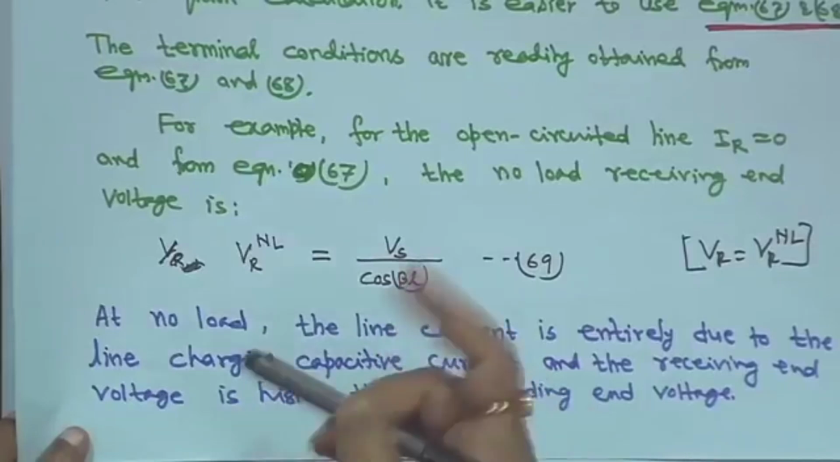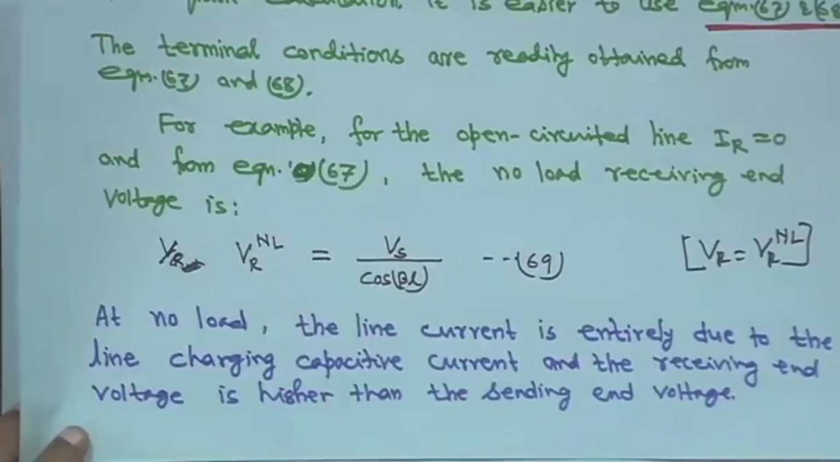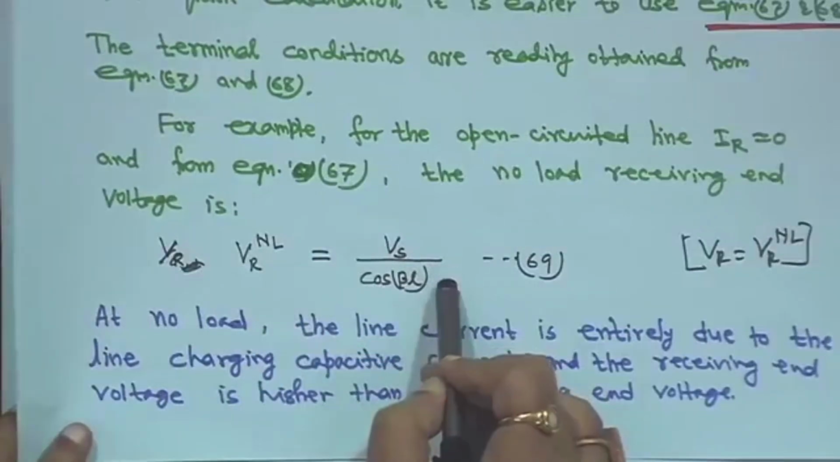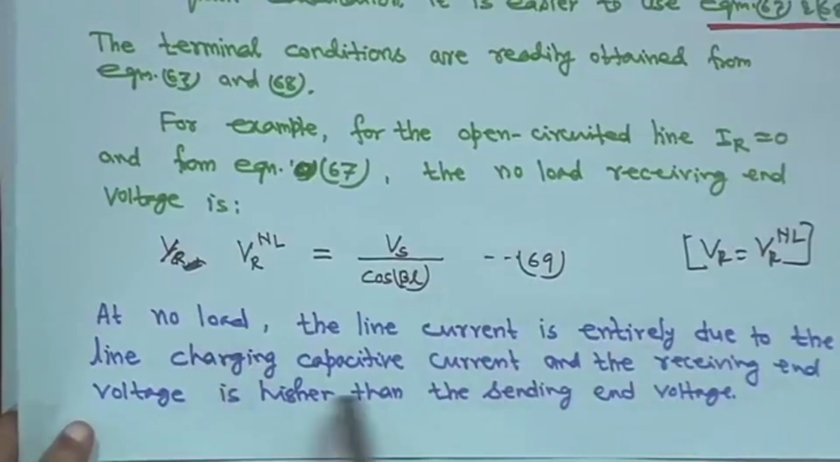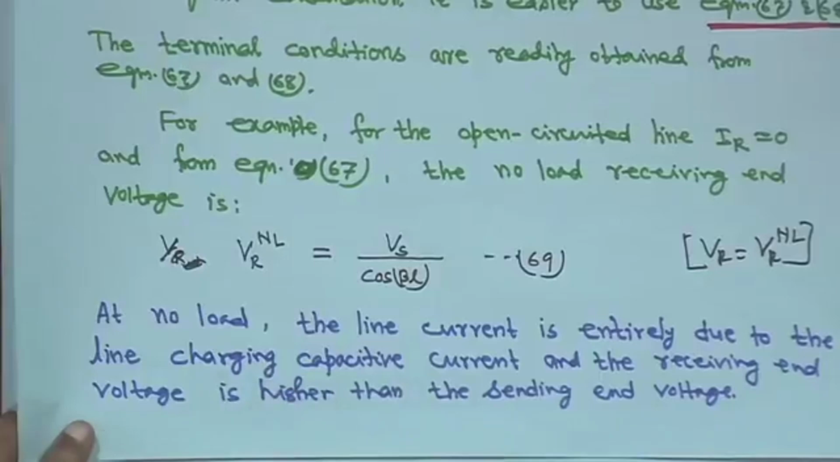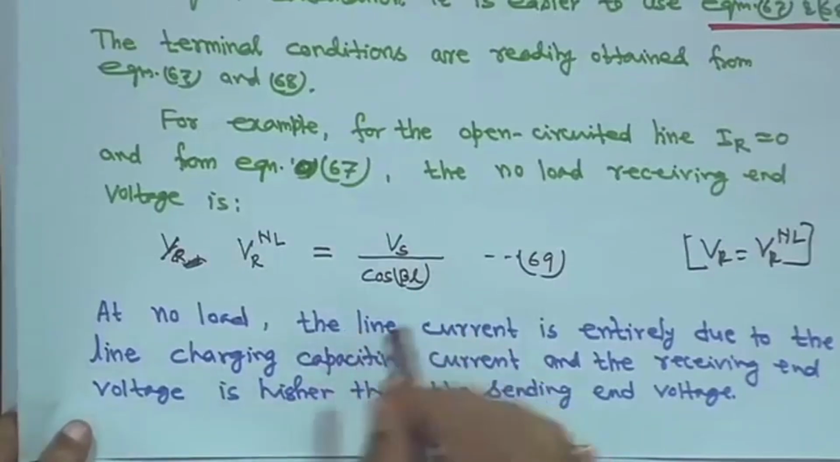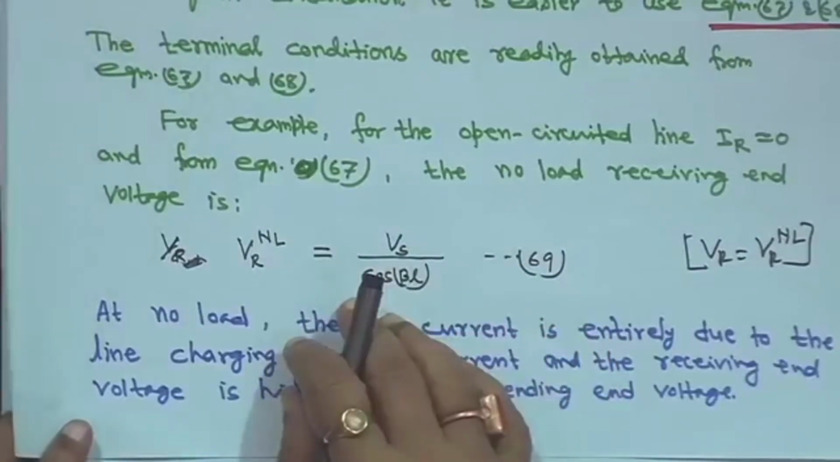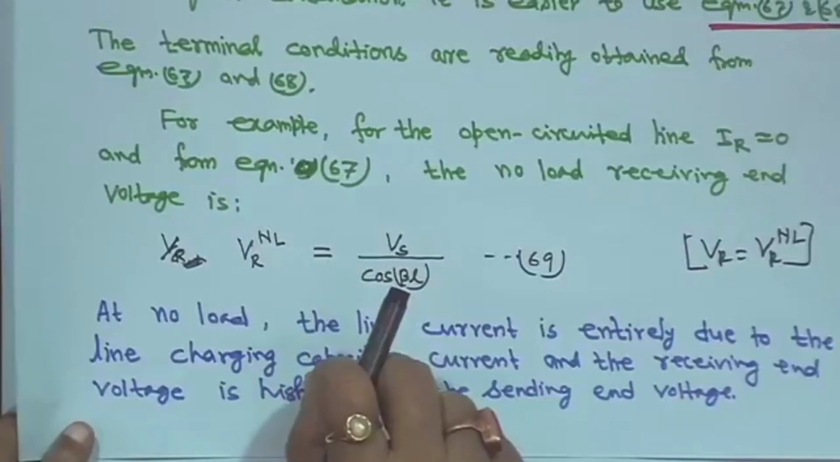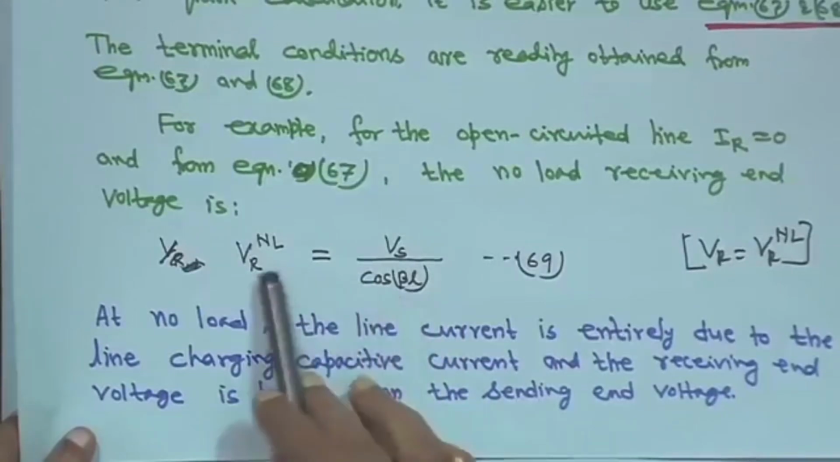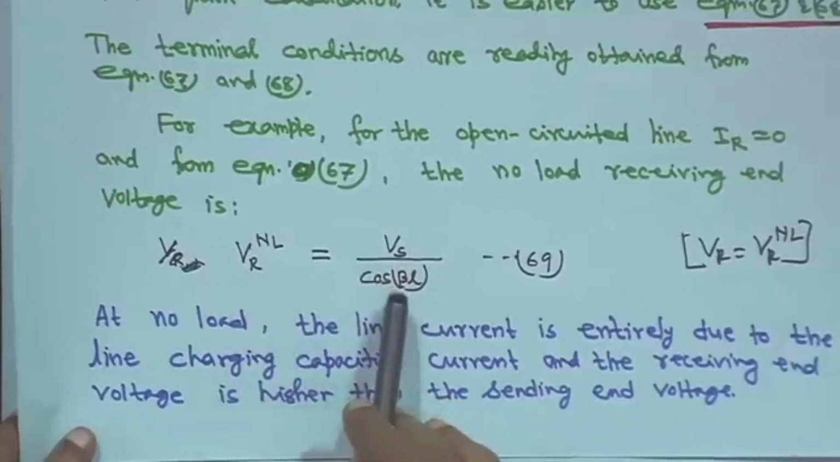This is approximate, but in the same way, in your long line expression, the same logic you can use, and you will find that VR at no load will be greater than the sending end voltage, right. So, that is why at no load the line current is entirely due to the charging capacitive current, and the receiving end voltage is higher than the sending end voltage, because when the line is at no load, there is no load connected here, but charging capacitances are there. So, because of that, the no load voltage is becoming higher than the sending end voltage.